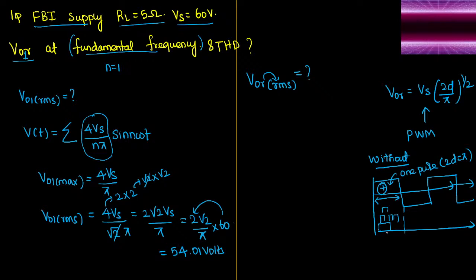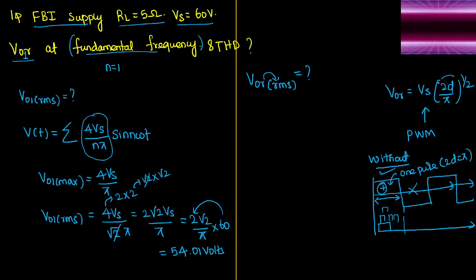So they introduce a displacement angle inside the system, and they adjust the displacement angle such that the lower order harmonics get eliminated and we achieve a pure sinusoidal waveform, because this is not our desired waveform. We are willing to retrieve a sinusoidal waveform from this rectangular one. For that we do some filtering action. That filtering action can be done with the help of the pulse width modulation technique. So without pulse width modulation technique, 2D equals pi only.